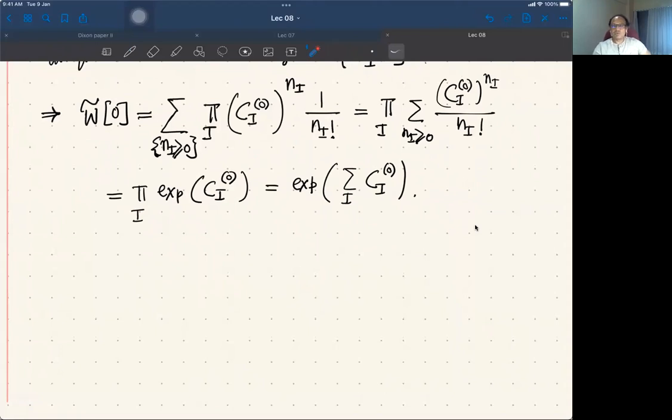Now let us move to the non-zero. So W tilde J contains all possible diagrams with non-zero number of sources. So let us see what would be the general structure of WJ. So it's not W tilde J, WJ. WJ should contain all possible diagrams with non-zero number of sources.